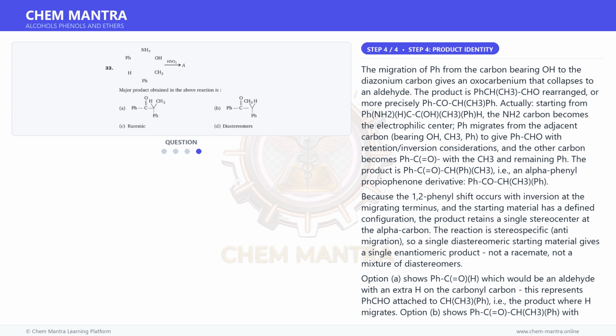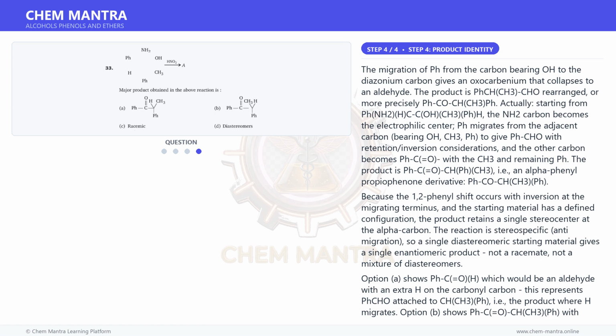Because the 1,2-phenyl shift occurs with inversion at the migrating terminus and the starting material has a defined configuration, the product retains a single stereocenter at the alpha carbon. The reaction is stereospecific, anti-migration, so a single diastereomeric starting material gives a single enantiomeric product, not a racemate, not a mixture of diastereomers. Option A shows PhC=OH, which would be an aldehyde with an extra H on the carbonyl carbon.